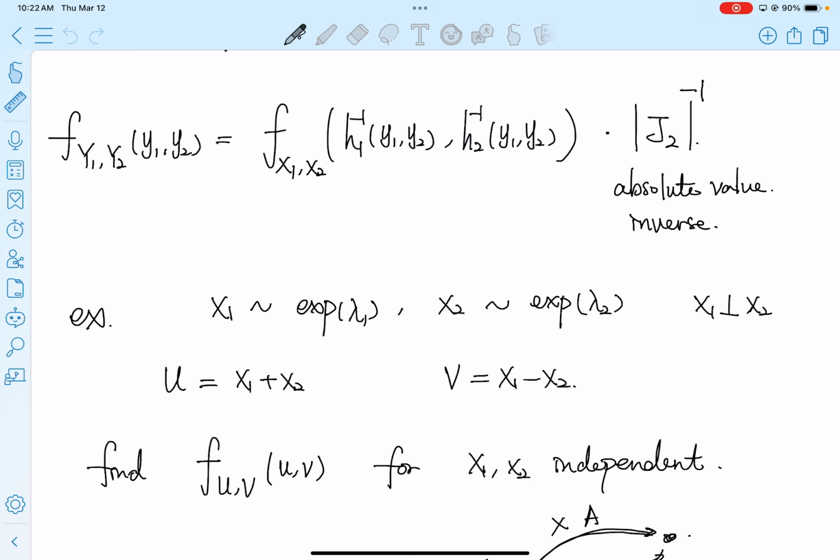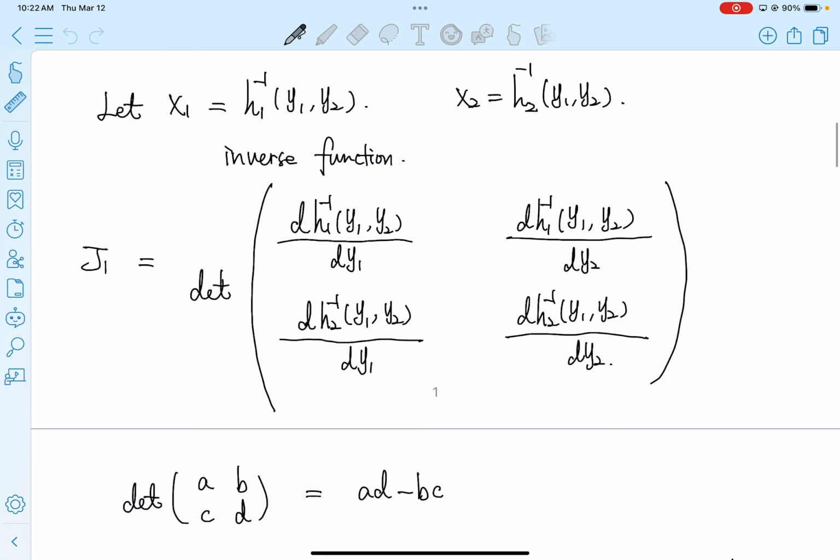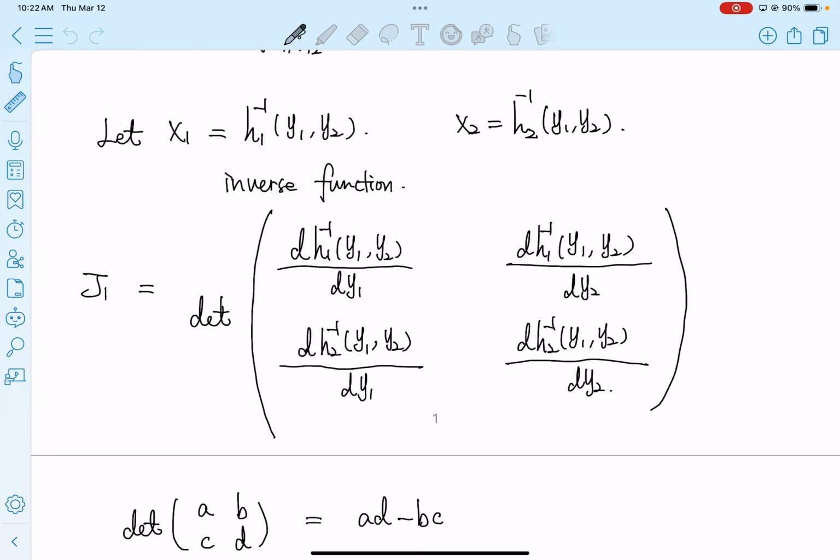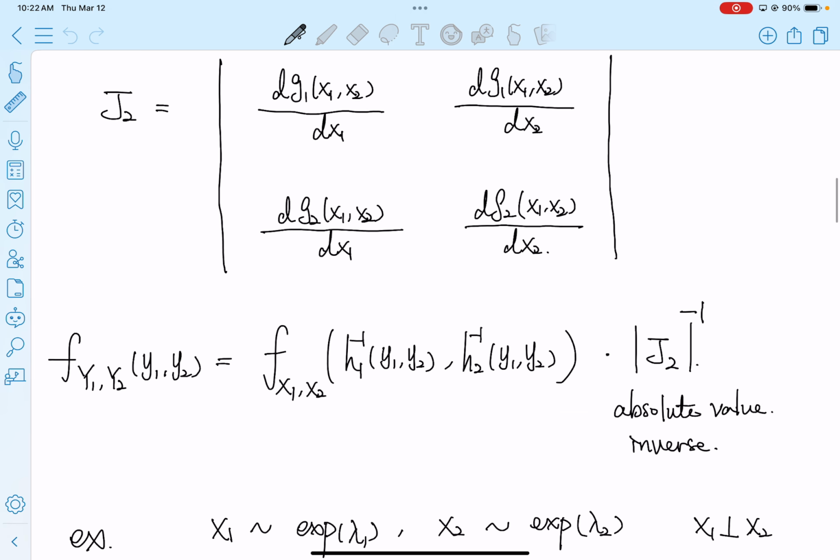That's the only difference. And the mathematical intuition here is that the J1 is taking the inverse function with respect to the new one, and the J2 is the transformation with respect to the original one. So that's why you need an additional inverse: you are using the new with respect to the old one, or the old with respect to the new one, so you need an extra inverse.